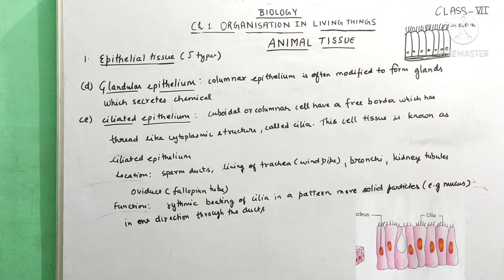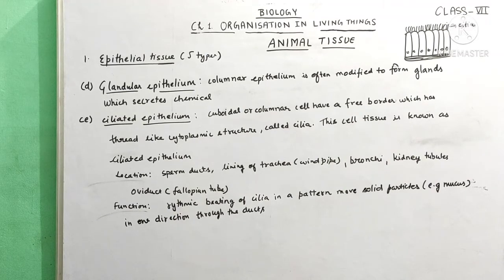Where it is present in animals: it is present inside the sperm duct, the lining of the trachea, that is the windpipe, a part of the respiratory system, the bronchi, another part of the respiratory system, kidney tubules and the oviduct, that is the fallopian tube. Okay. And what is the function of this ciliated epithelium? Its function is to move solid particles through the rhythmic beating of cilia in one direction through the duct.